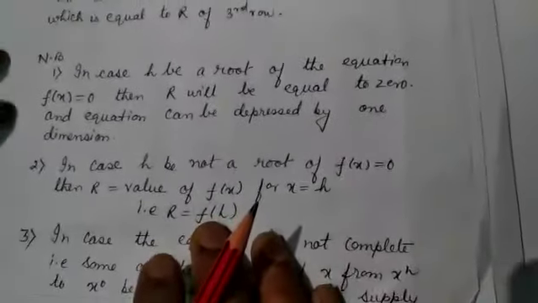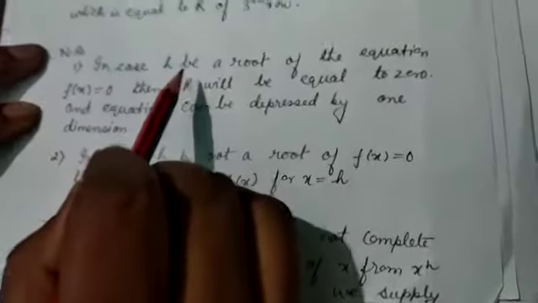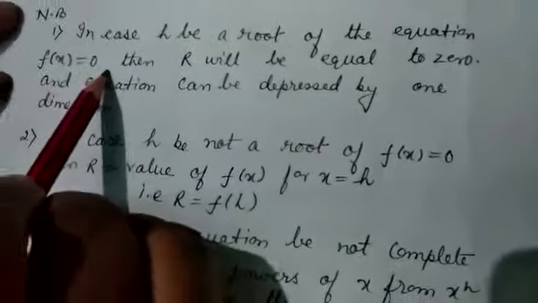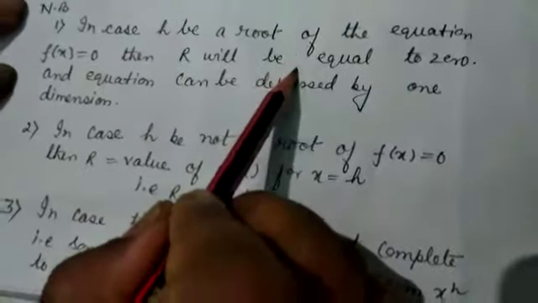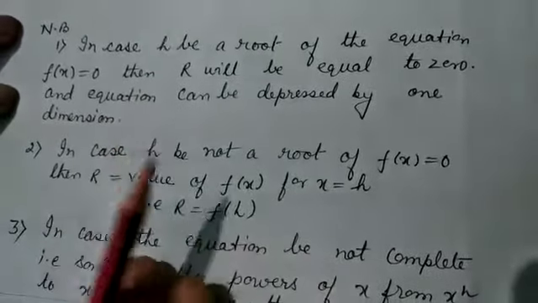There are a few points to be noted while doing synthetic division. The first one: in case h is a root of the equation f(x) = 0, then r will be equal to 0 and the equation can be depressed by one degree.